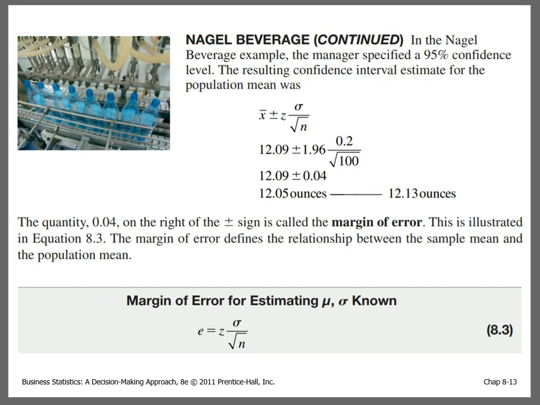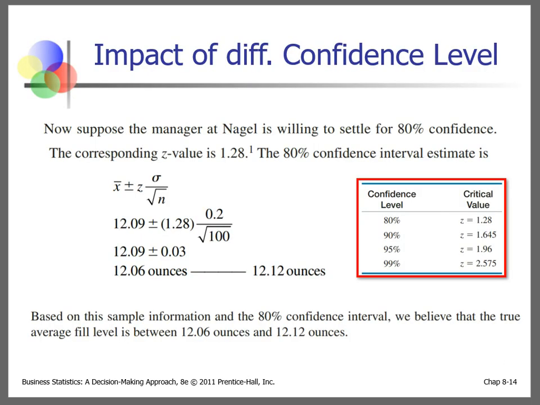In the Nagel beverage example, the resulting confidence interval estimate for the population mean was 12.09 plus or minus 0.04. The quantity 0.04 on the right side of the plus-minus sign is called the margin of error. The margin of error defines the relationship between the sample mean and the population mean. The impact of different confidence levels.